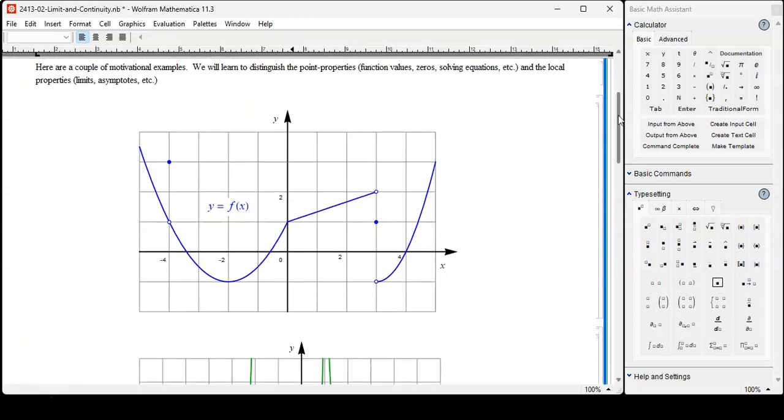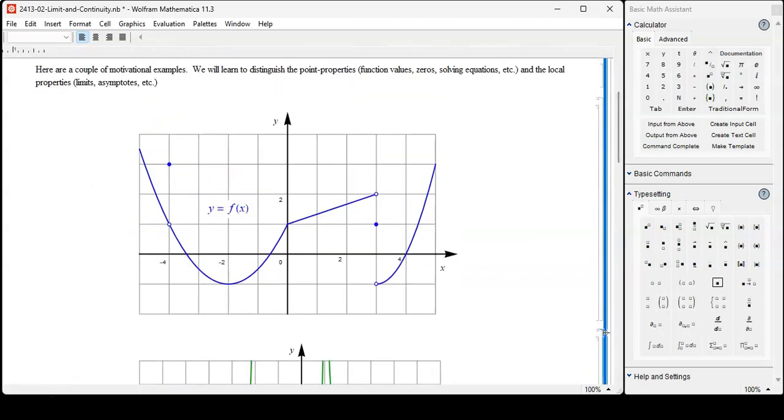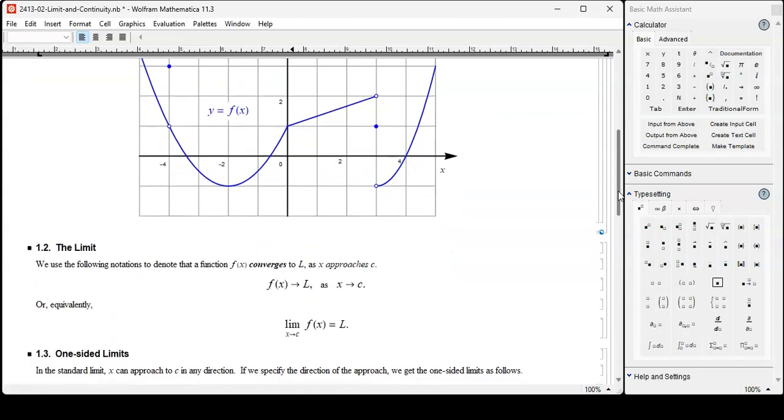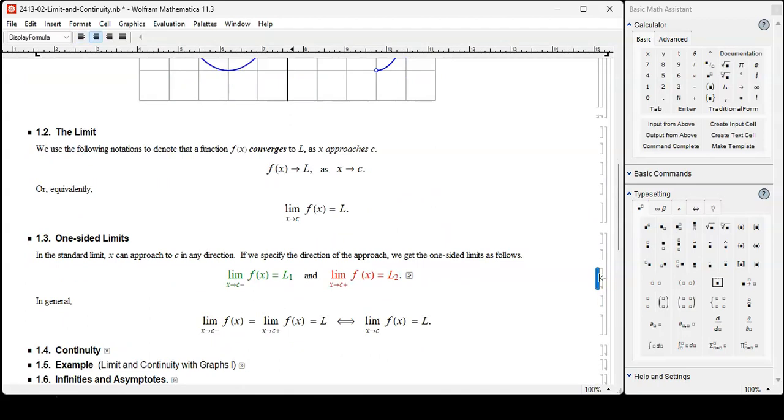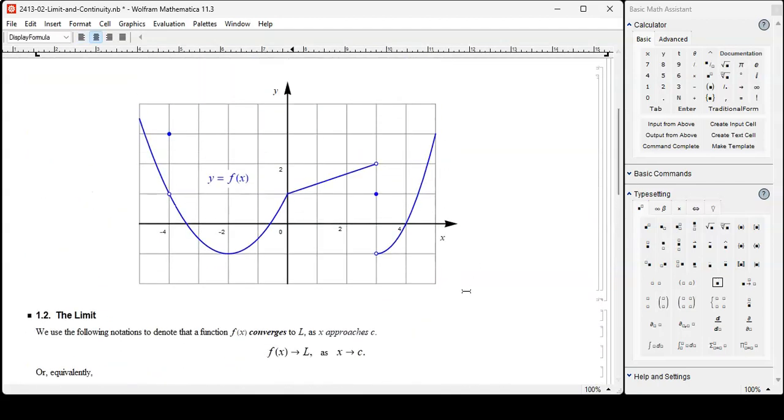Let's see. Okay, is there any good way to put those into the same viewing window? Let's go ahead and copy and paste it here.